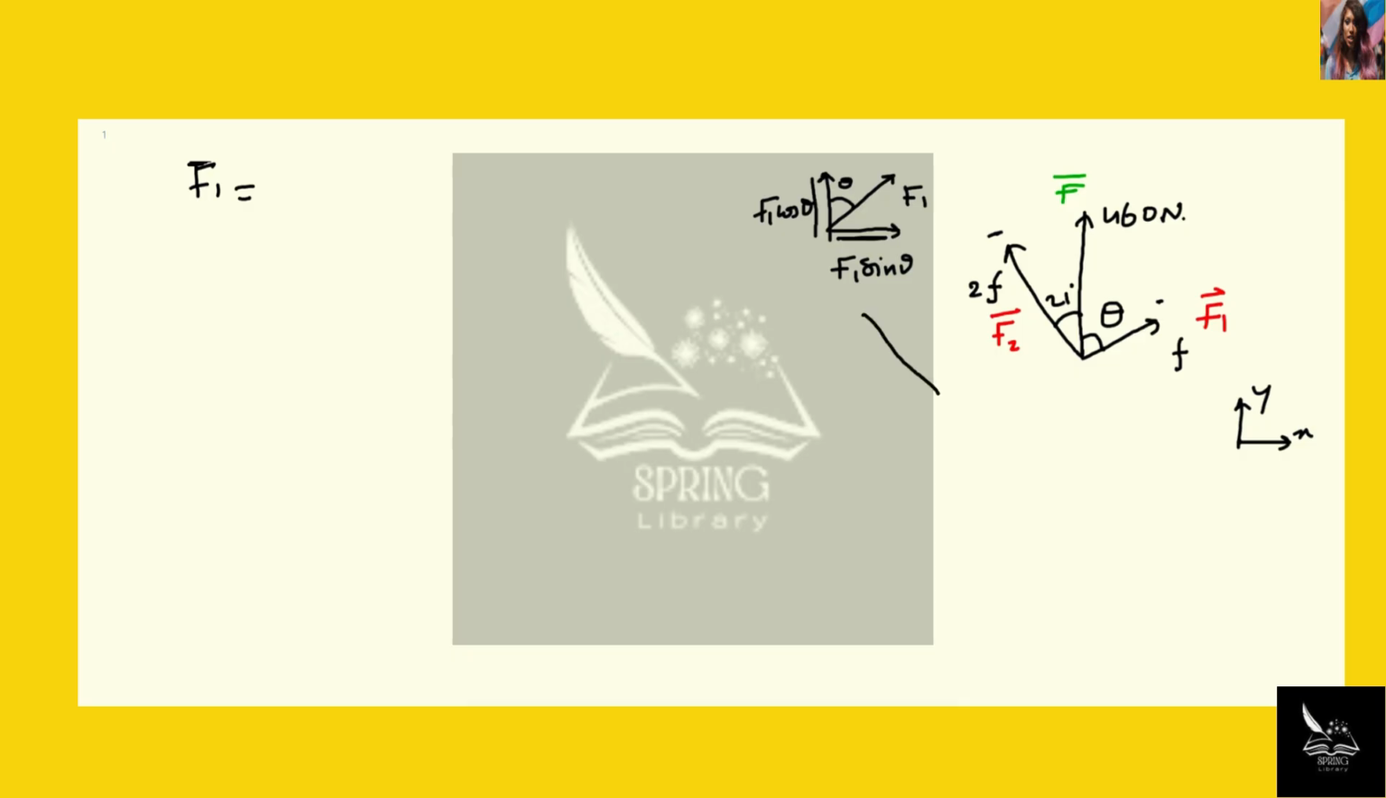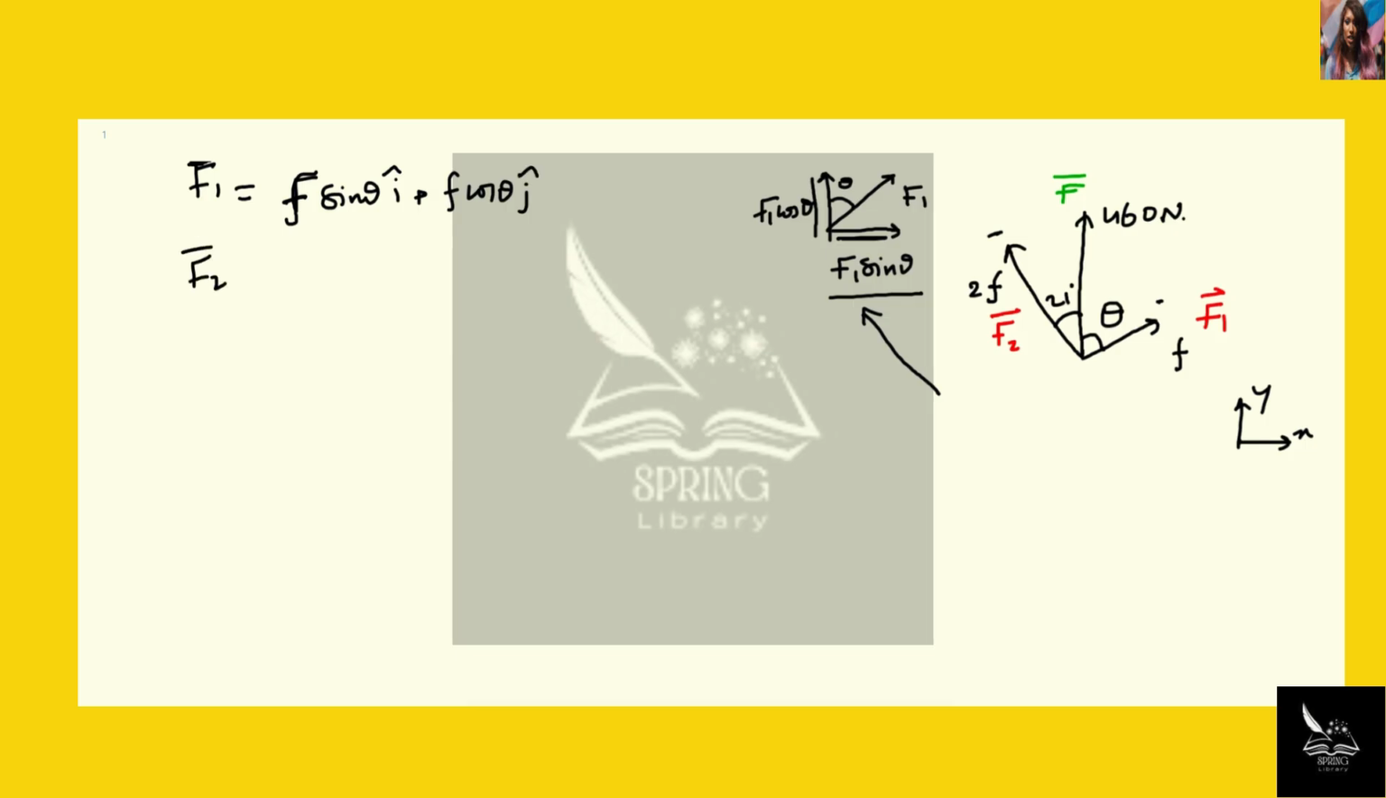Similarly, for vector f2, before we get to f2, let's finish f1. Hence, we can see that its x component is f1 sine theta, whose magnitude is small f, and hence f sine theta i cap plus f cos theta j cap.